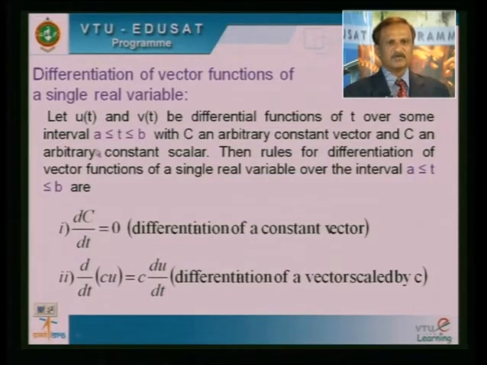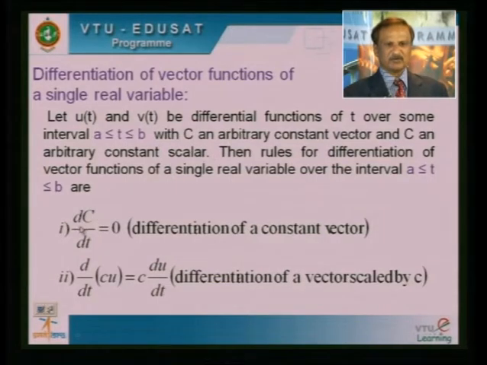Suppose u of t and v of t are differentiable functions of t over some interval. Is it clear? Here t lies between a and b, where a and b are some constants, right? With c an arbitrary constant vector and c an arbitrary constant scalar, right, then the rules for differentiation of a vector function of a single real variable over the interval a and b are as follows. Is it clear? So here c is an arbitrary constant as we have mentioned.